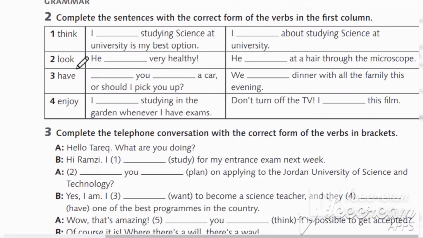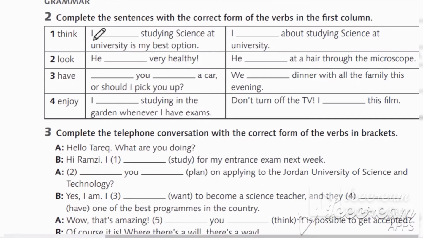We have think, look, have, enjoy. We want to know if the verb is dynamic or state. Excellent. According to the sentence. Read silently and find the answers. Okay.